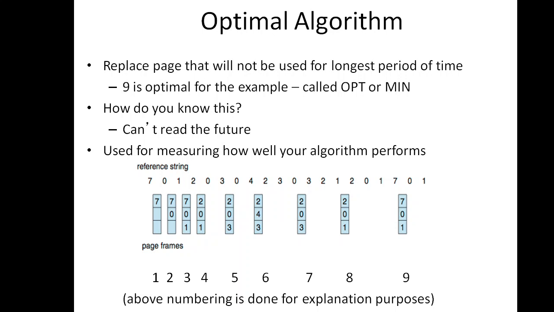Consider the same sequence again. The numbers at the bottom I have written just for explanation purposes. We have 3 empty frames again, and all those 20 sequence values. The first page is 7, so 7 is inserted since the frame is empty. Next, 0 is also inserted. The next value is 1, so 1 is inserted. Now comes how we replace a page. According to this, we are going to replace the page that will not be used for the longest period of time.